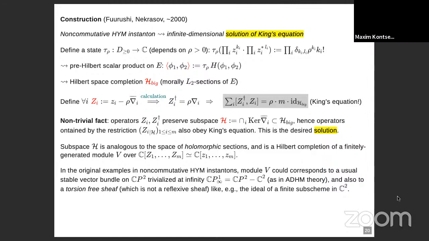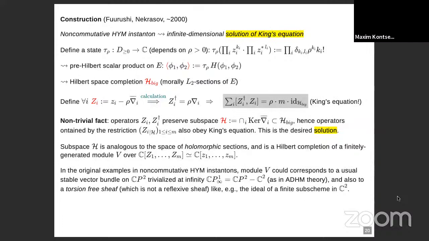And this is a really non-trivial fact. It's not really rigorous, this argument, that if you consider the kernel of these d-bar derivatives, it will be roughly like holomorphic sections of your bundle, which will be a much smaller space. The operators zi and zi cross preserve the subspace. For zi, it's obvious. It follows from the definition. But for zi cross, it's some kind of a bit informal argument, which is not rigorous yet, but very convincing. So on this subspace, you again obey King's equation, it's still the desired solution.